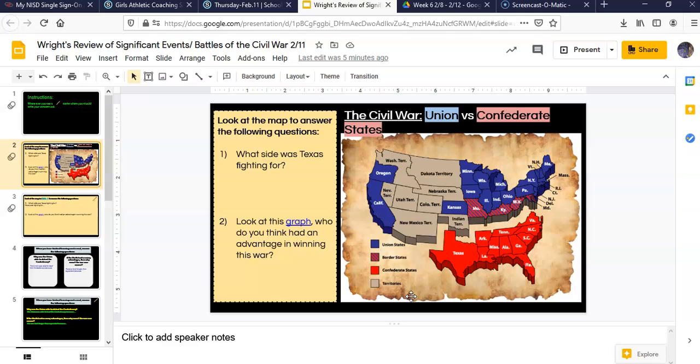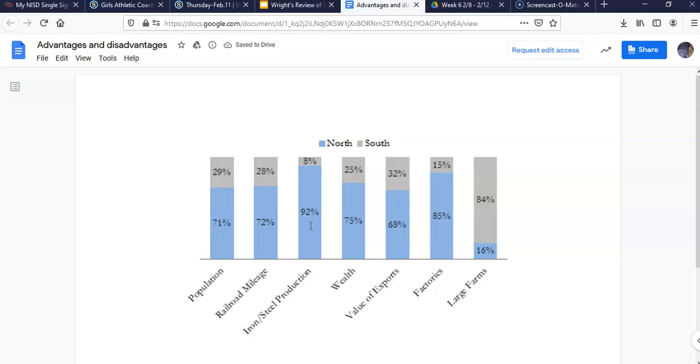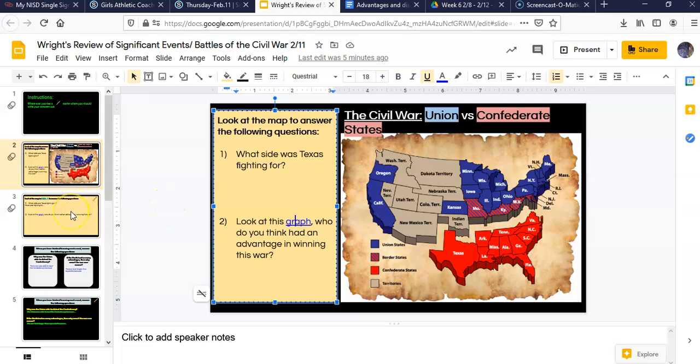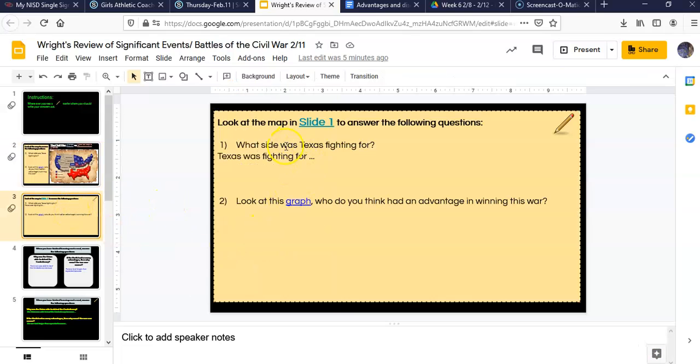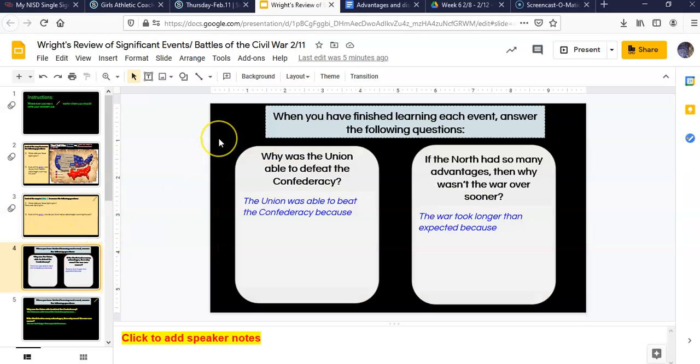Question 2 says, look at this graph. Who do you think had a winning advantage in this war? So I click to open my graph so I can see who had the most advantages. Then I go back to my slideshow and click on my next slide to answer the questions. As you notice, I have my pencil icon here, which means this is the slide I'm going to fill out. Then I'm going to go to my next slide.